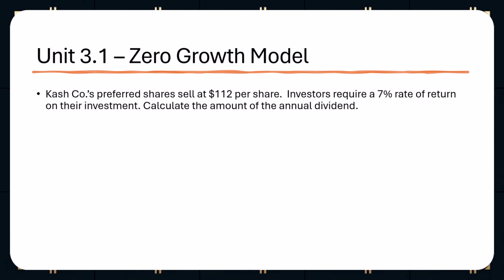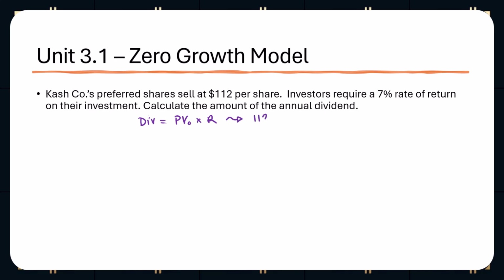Cashco's preferred shares sell at $112 per share. Investors require a 7% rate of return on their investment. Calculate the amount of the annual dividend. So once again, we're going to rearrange the formula, and to do that, we simply take the price times the required rate of return. That should give us the expected dividend on this investment.